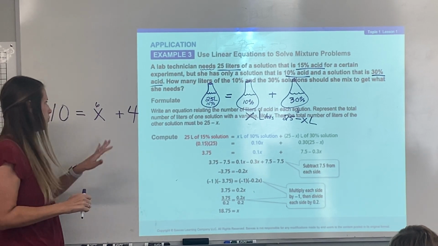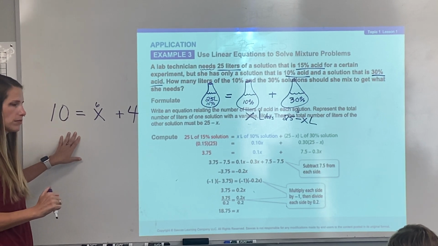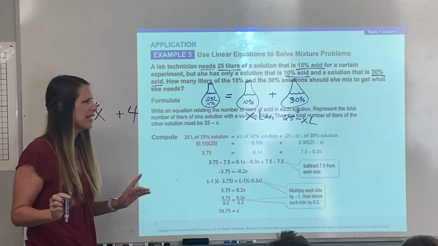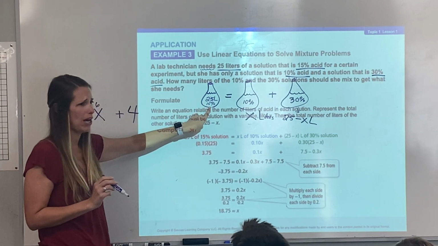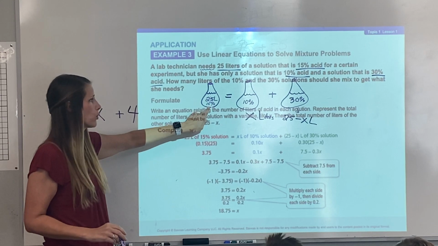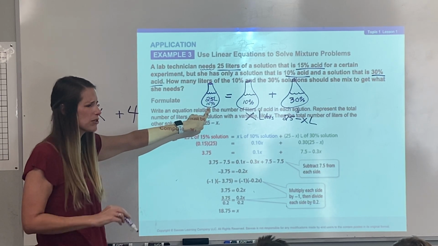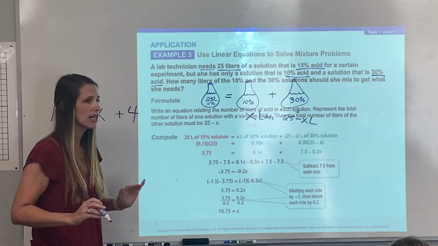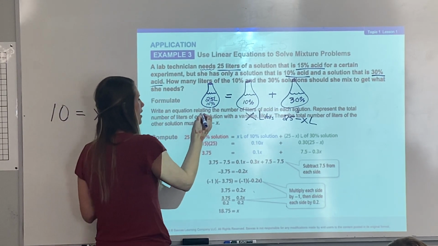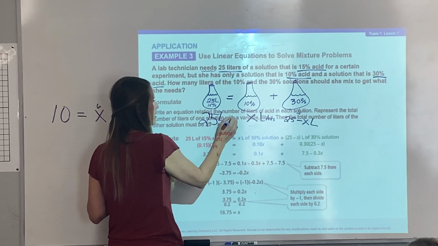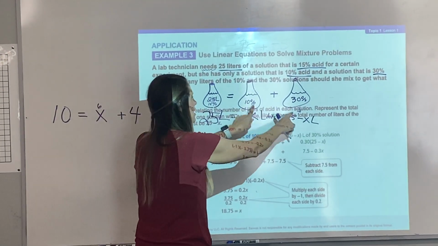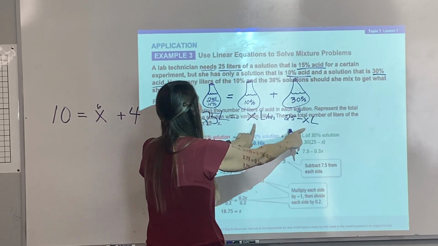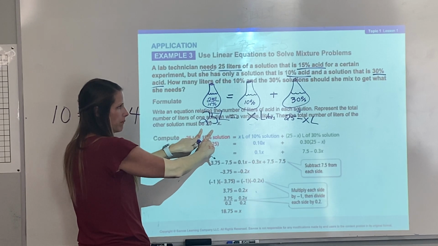Would it help if I went back to this real quick? The only thing we're worrying about right now, I don't even care about the acid. I don't care about trying to get 15% of anything. I don't care about this 10% and I don't care about this 30%. All I'm talking about is the liters. This has to be 25 liters. So that means these two, however much we use of each one, has to add up to 25.